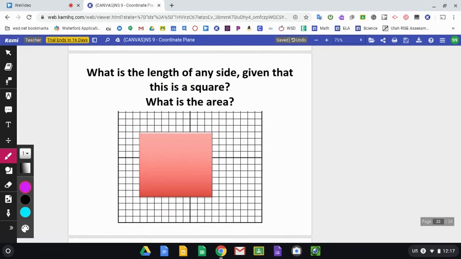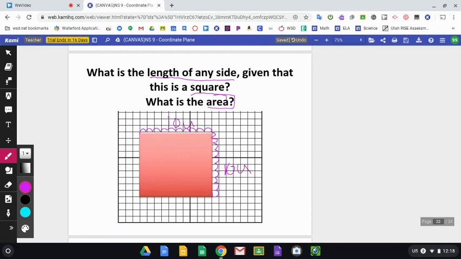All right, take a look at this square here we have on our coordinate grid. What is the length of any side? How long is this side? So I'm just going to count. 1, 2, 3, 4, 5, 6, 7, 8, 9, 10 units. And I'm going to just put a U. Now it says it's a square, so all the sides should be the same, but let's check the height. 1, 2, 3, 4, 5, 6, 7, 8, 9, 10. That one checks out.